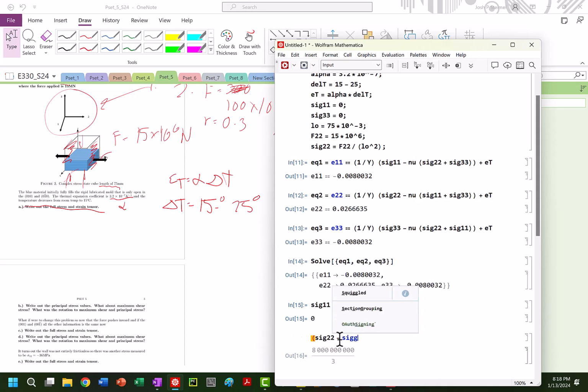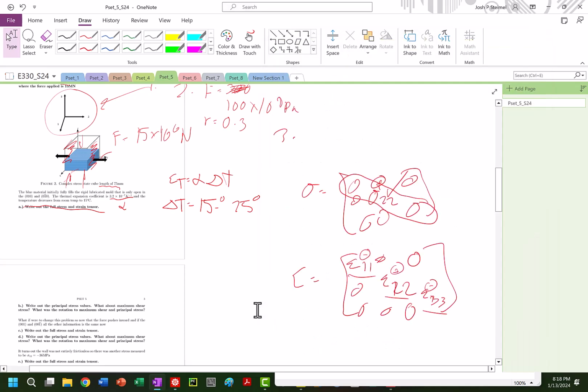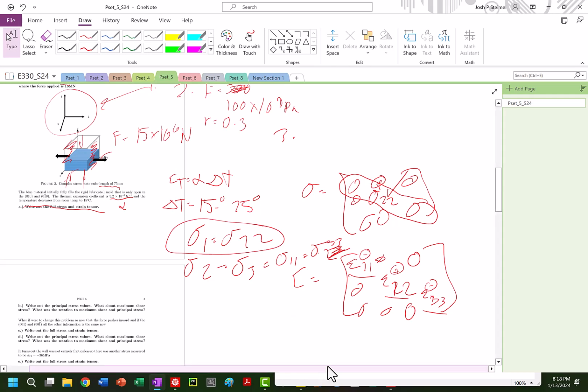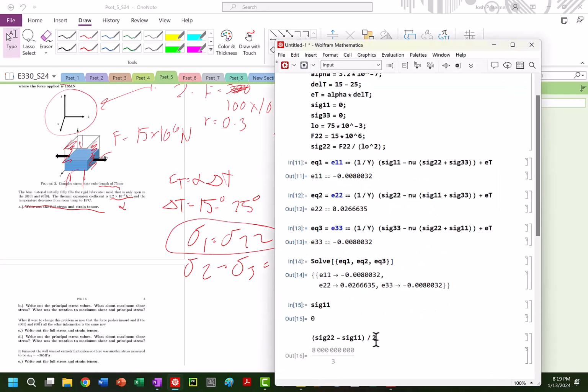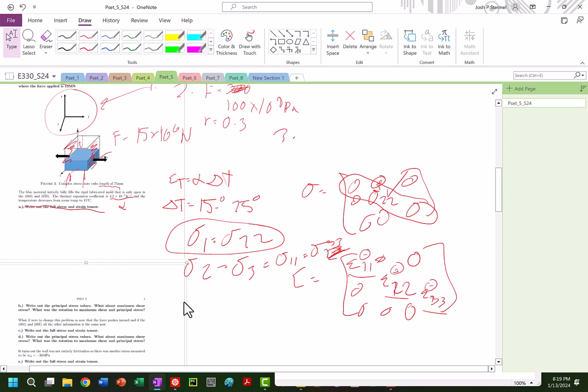So sig11 minus sig22 minus sig1. Because again, in this problem, we can state that sig1 is equal to sig22, and sig2 is equal to sig3, which is equal to sig11, or 3 here. So this is our maximum principal normal stress. If we were to rotate it 45 degrees on a Mohr circle, it would just simply be this divided by 2. So we can look at this numerically here. And there we go. What was the rotation to principal stress? We're already in the principal stress state.